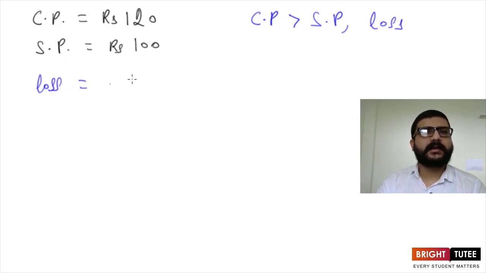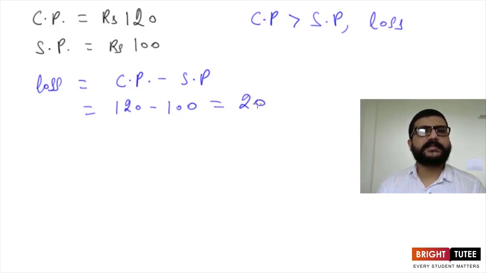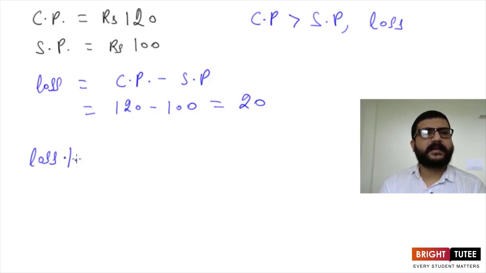Now how much is the loss? What will be the loss amount? It will be CP minus SP. Now what is CP? It is 120 minus SP, that is 100. Now 120 minus 100 will give us 20. So it means loss is of amount rupees 20. Now we have to tell what is the loss percent here in this case. Now how to find loss percent?